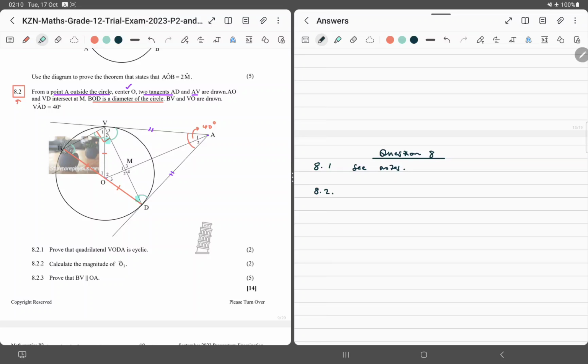Let's get to the questions. It says prove that quadrilateral BCOD is cyclic.